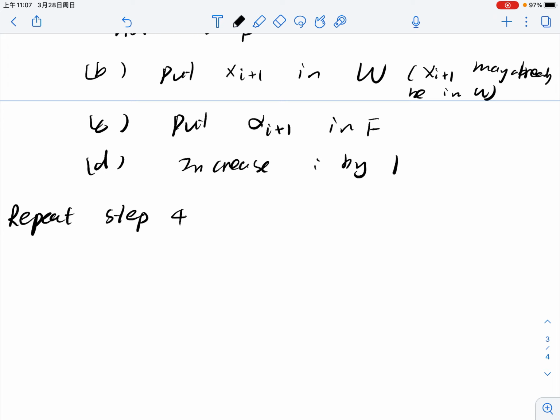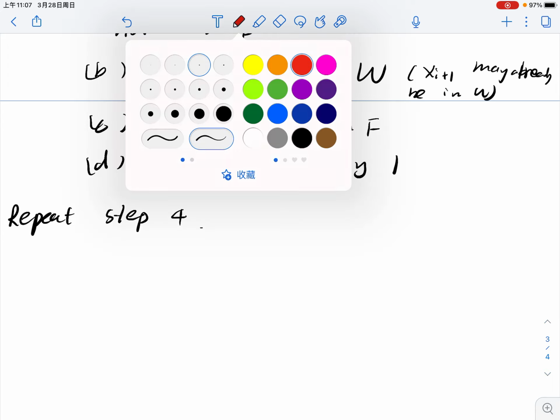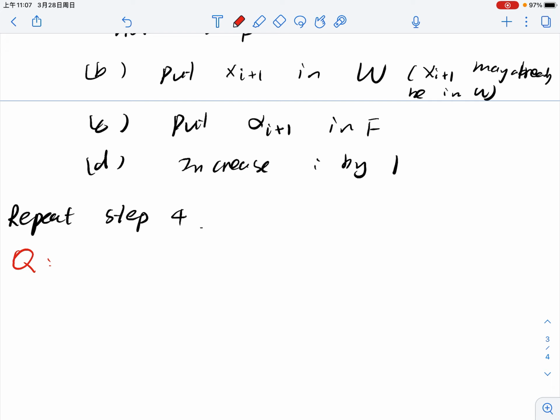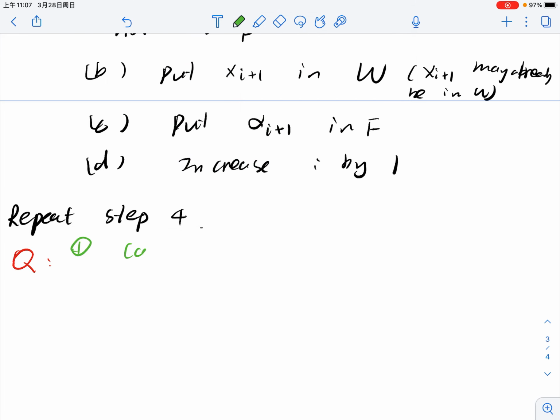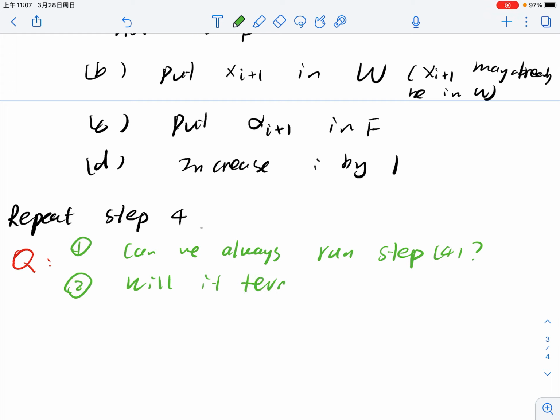Here we have two questions, if we want to use the algorithm to prove the problem. The first one is: can we always run step 4? Secondly, if the first question is true, then the next question is: will it terminate?